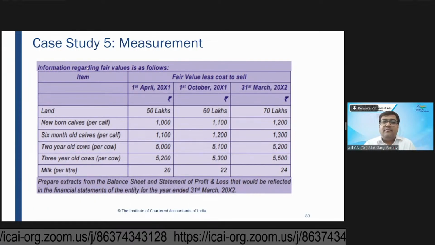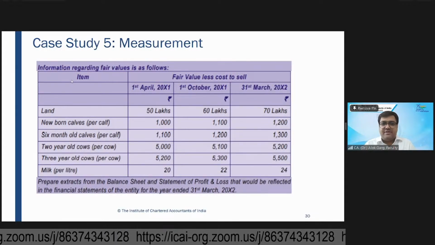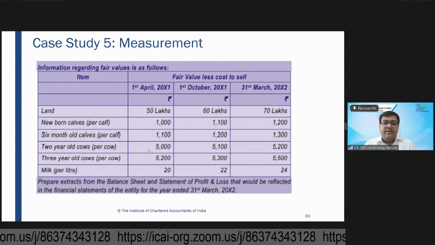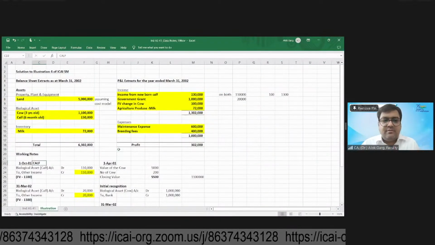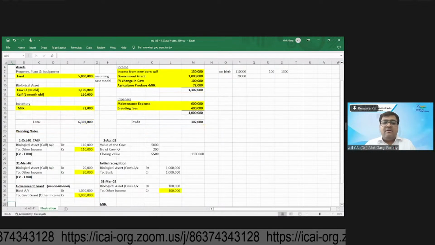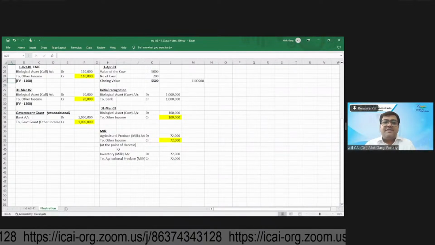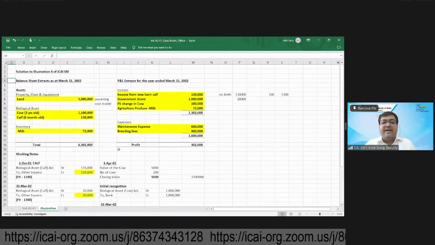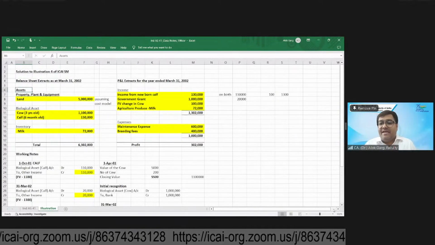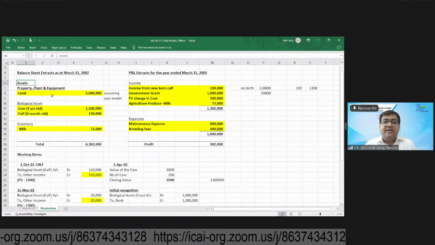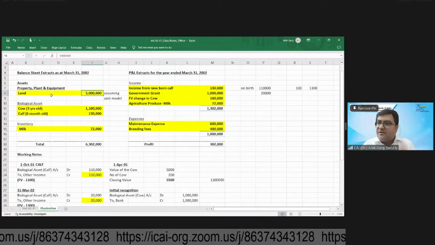Now we will solve this question. In this question, first of all, we have purchased the land, right? The accounting entry for purchase of land: land account debit to bank account. So land will come into property, plant, and equipment. This is a balance sheet extract. This land will come as property, plant, and equipment at 5 lakh, assuming cost. There is no impairment impact on this land. Correct.